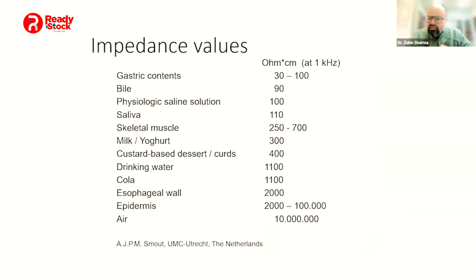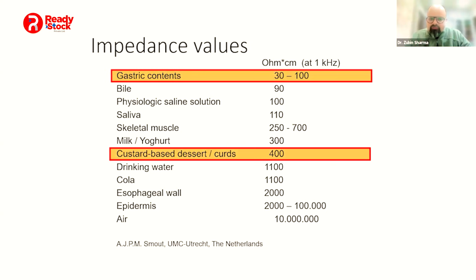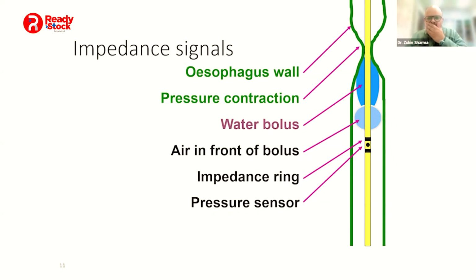When you talk of the GI tissues or GI food and everything that we eat, look at these values. Your gastric content is like salt water, it has very low impedance. Your food, like custard, desserts, curds, has moderate impedance, around 400. Drinking water, 1100. Esophagus wall is around 2000, so medium to high. But air, as we said, is very high. Now, what happens when we are swallowing? How does a bolus move? Look at this diagram.